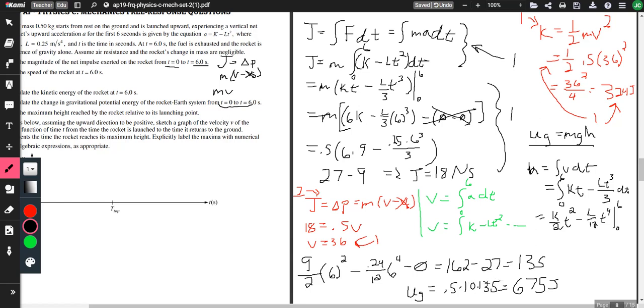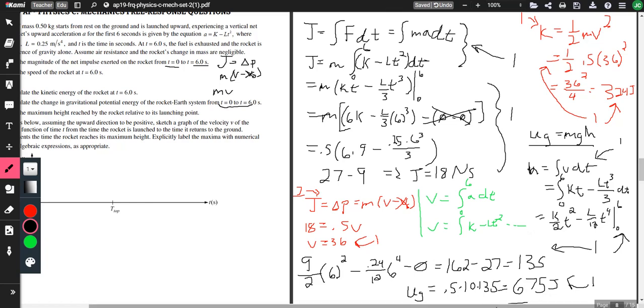Now you may have something slightly different depending on if you use 10 or 9.8, but that's pretty much what you'd end up doing. This was a 3-point question, so you got 1 point for essentially doing this entire integration, 1 point for evaluating with the 6 seconds, 0 to 6, and you got 1 point for plugging it back into the potential energy equation. So these were the 3 points that you got for this. All right.